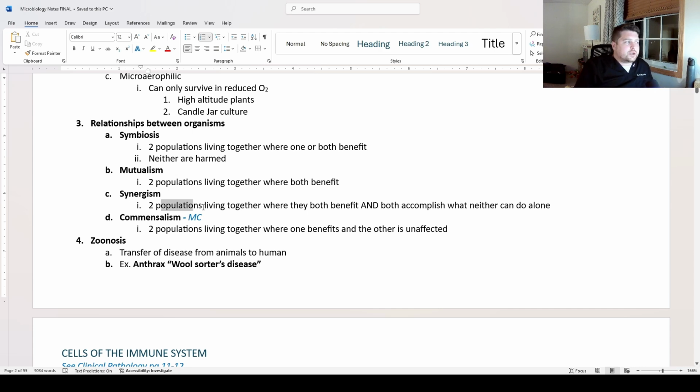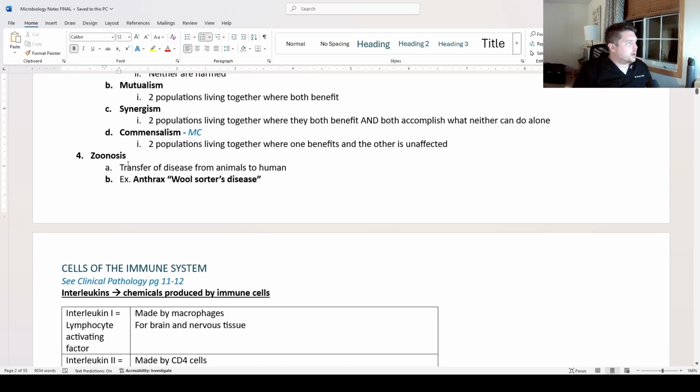Synergism, this is where two populations live together. They both benefit as well as they both accomplish something extra that could not happen if either of them were alone by themselves. Finally, commensalism. This is the one that they do most commonly like to ask about, just because it's the weirdest sounding of all of them. Commensalism, this is where two populations live together. One benefits, the other one is completely unaffected.